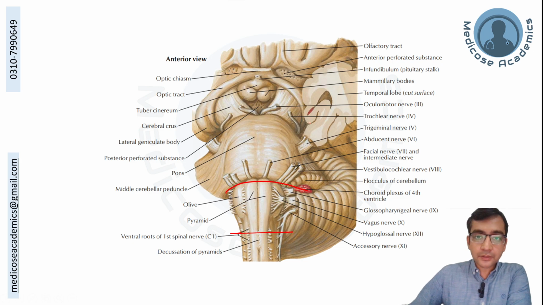Let us start with the external features of the medulla oblongata. In the midline, just like the spinal cord, as we have seen in those lectures, there is a fissure called the anterior median fissure. This vertically going line is the anterior median fissure. On the lateral aspect, there is a raised area. This raised area is called the pyramid. Why is it called the pyramid? Actually, it is the vice versa.